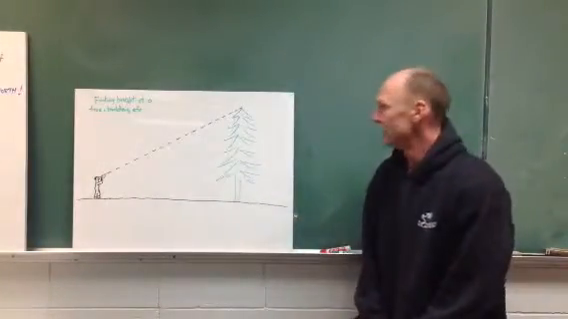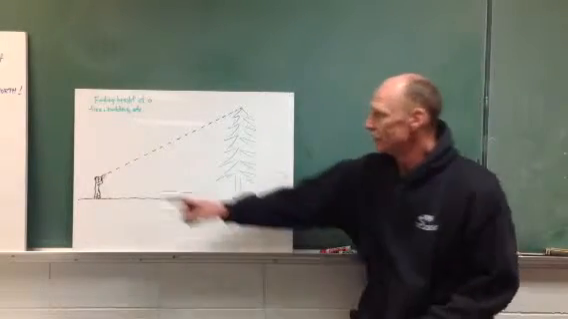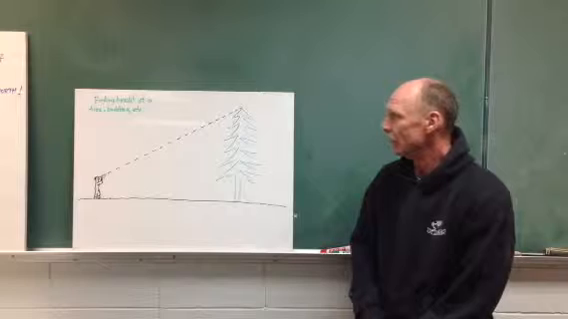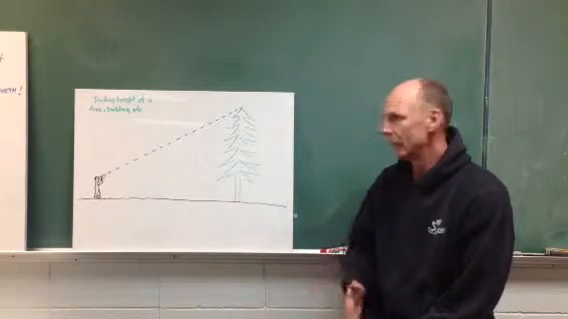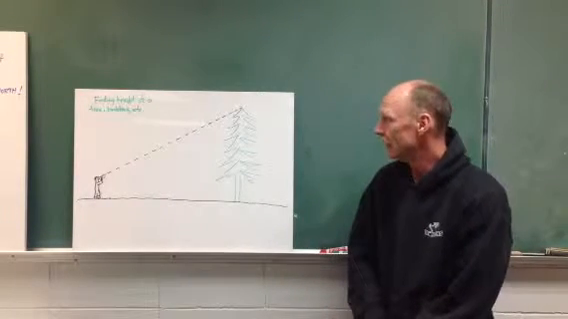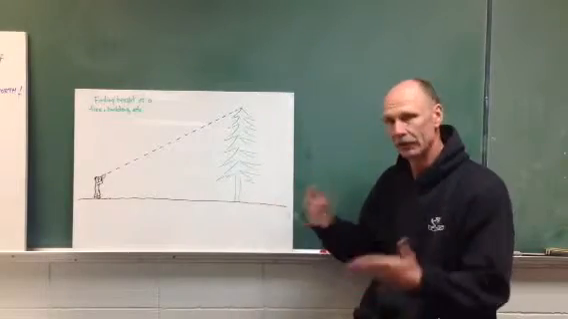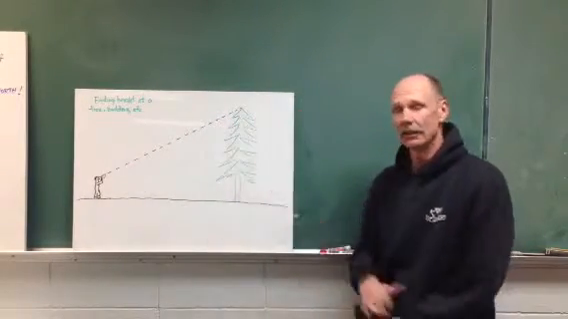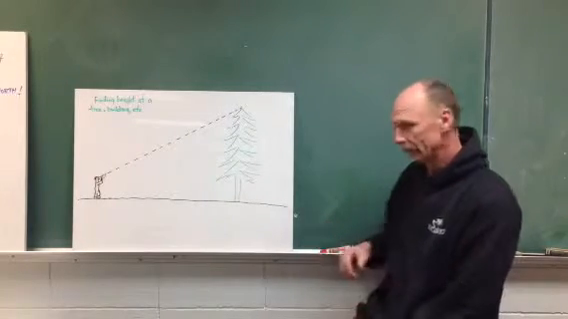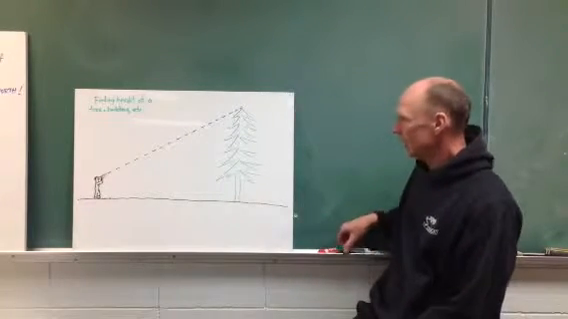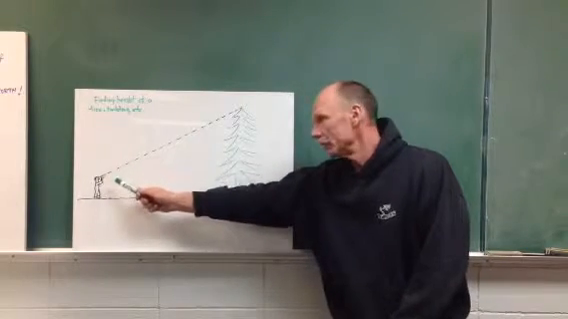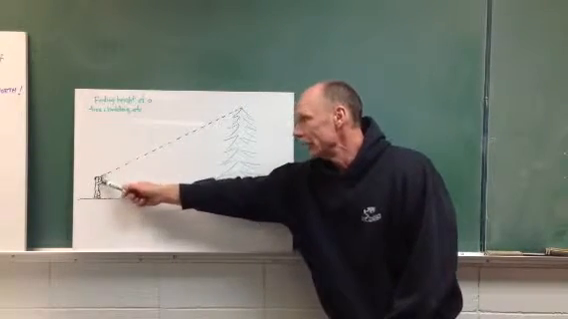First type of question is a clinometer question. This clinometer allows us to measure an angle of elevation to the top of a tree or a cliff or a building or whatever. And we have to determine the height of that tree or cliff or building or whatever. We could also determine the line of sight, the length of that, or a variety of other things in this question.